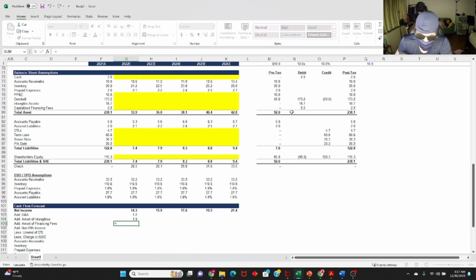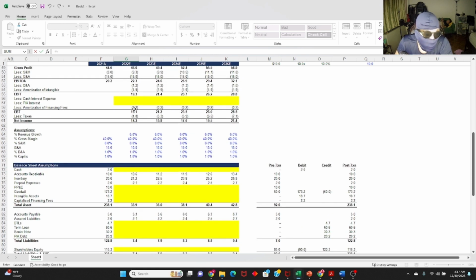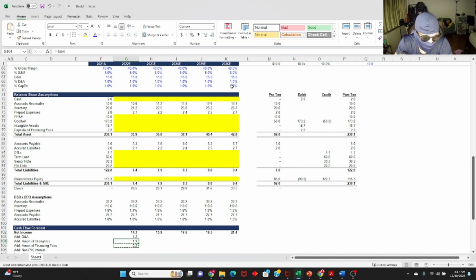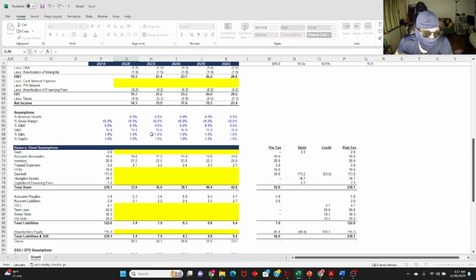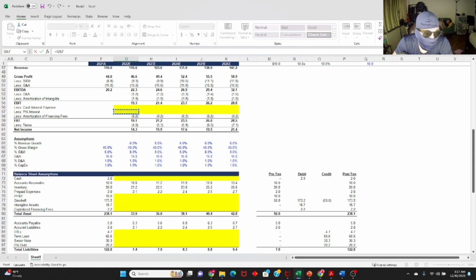Your amortization of your financing fees, same thing. You have right here your non-cash PIK interest. We don't have this yet. Oh, we can still link it. So you're going to link it here.